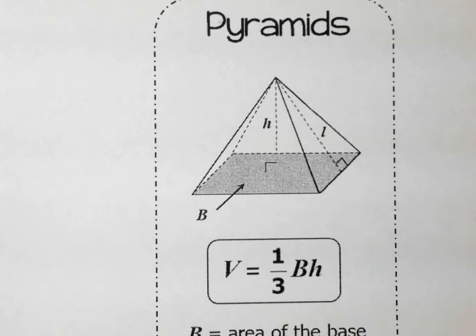What you need to understand though, is that capital B still means area of the base. And the only thing we add in additional is 1/3. So for a pyramid and for a cone, you need to use 1/3 on both of those. Think about anything that has a point on it, like a pyramid or a cone, you need to be using 1/3 in your formula.